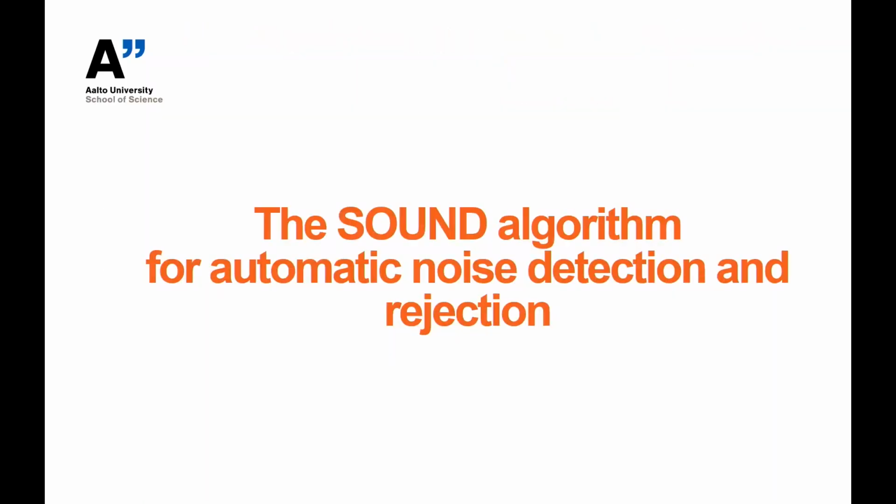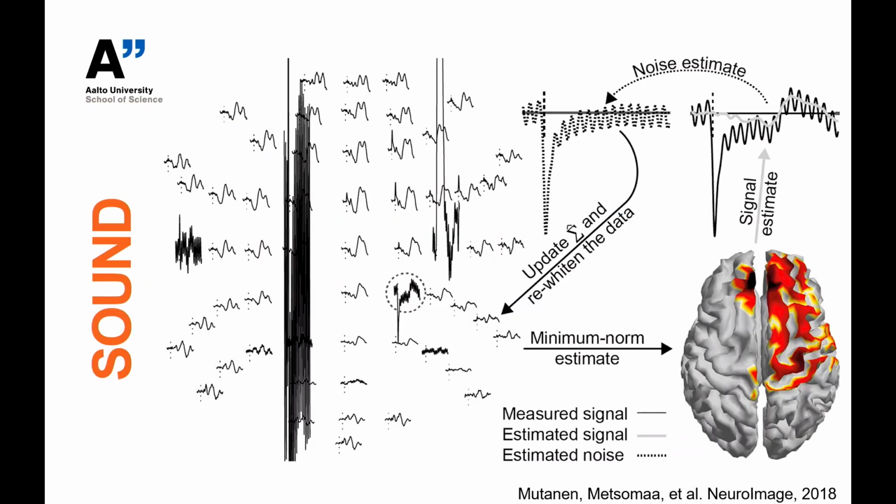The other algorithm that we have put a lot of effort into recently is the so-called source-utilized noise discarding algorithm, SOUND. I will not go into too much detail, but the idea is very much related to the SSP-SIR that I explained. We cross-validate the channels in an iterative scheme where we do multiple inverse and forward calculations. Based on this cross-validation, we can figure out which channels are most noisy and construct again a spatial linear filter that you can apply to your data.